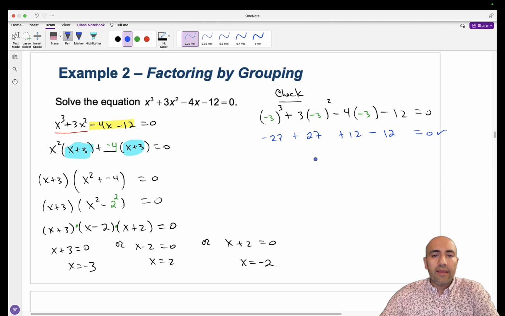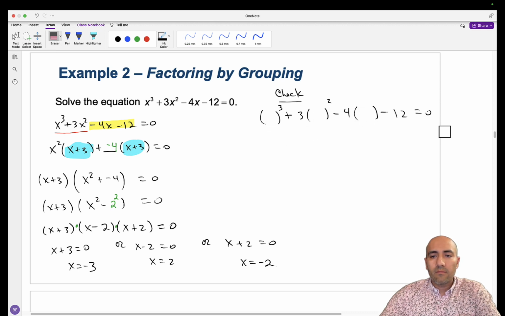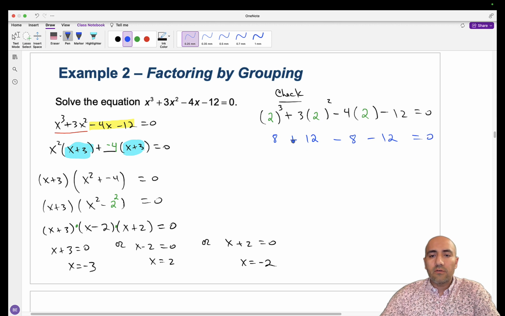Okay. On the other hand, if we let the variable be 2 there, 2 there, 2 there, then 2 to the third power is 8 plus 2 to the second power is 4 times 3 makes it 12 minus 8 minus 12 equals 0. Yes, these two cancel, also a true statement.